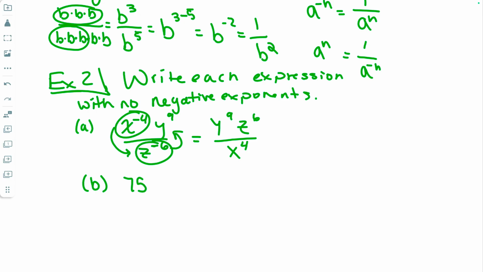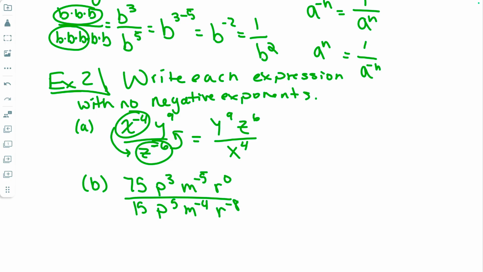75 p to the 3rd, m to the negative 5, r to the 0, divided by 15 p to the 5th, m to the negative 4, r to the negative 8.